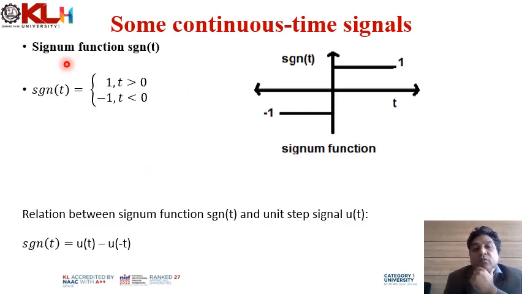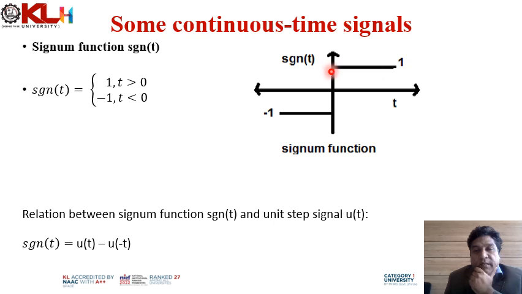Now here we are also going to discuss another important signal, which is called the signal or signum function, which has this particular shape. The signum function is positive 1 for all t greater than 0, and it is negative 1 for all negative values of time.